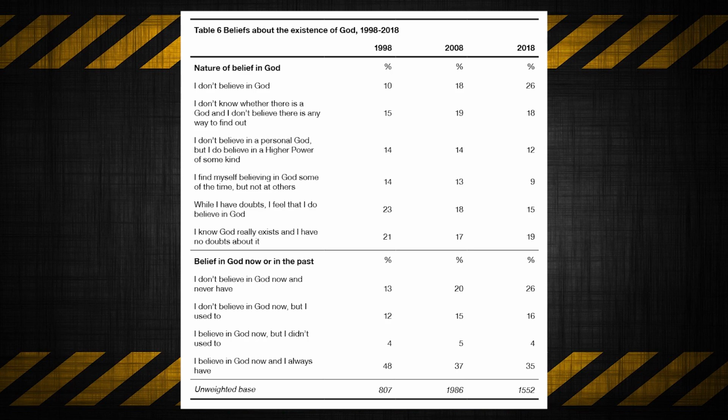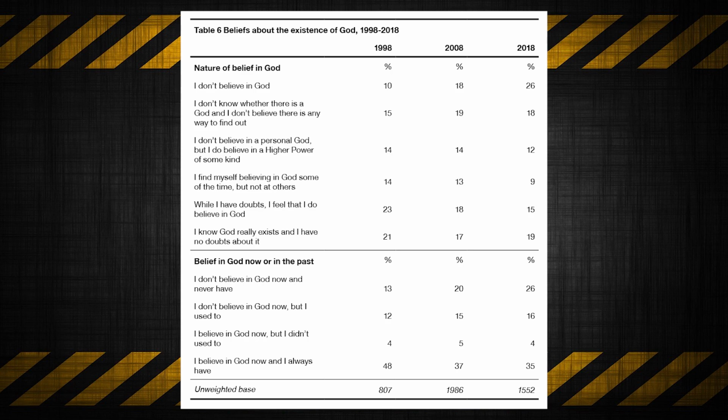So effectively, in terms of this report, you would have to say that the first column there is definitively atheists, and maybe the second column as well, although the report only counts the first column, the 26%. And then those last two, "while I have doubts, I feel that I do believe in God" and "I know God really exists, and I have no doubt about it," add those two together, and they would give you a kind of true theism figure. How you include people who believe in God some of the time and not others, I do not know.